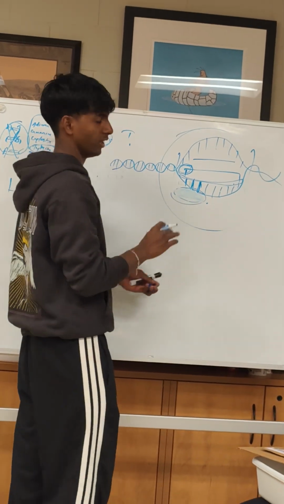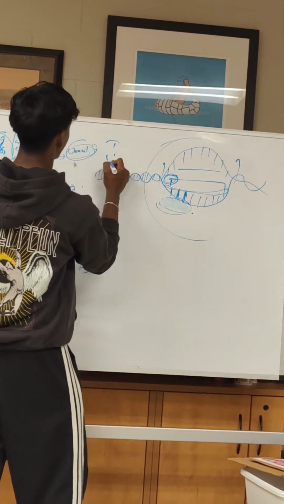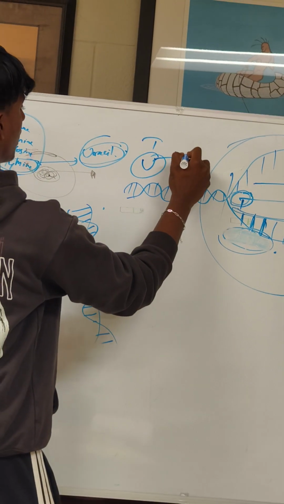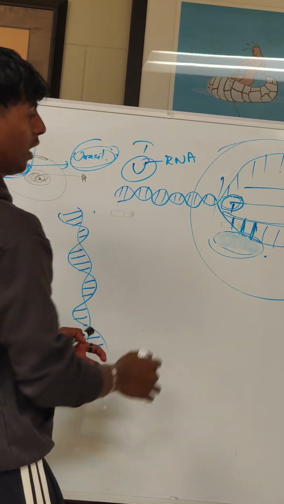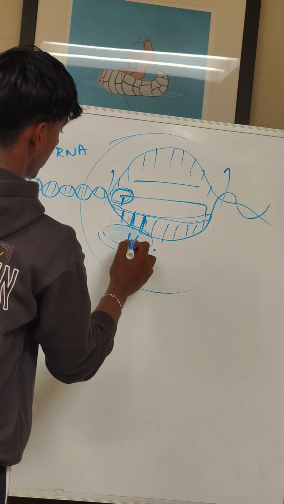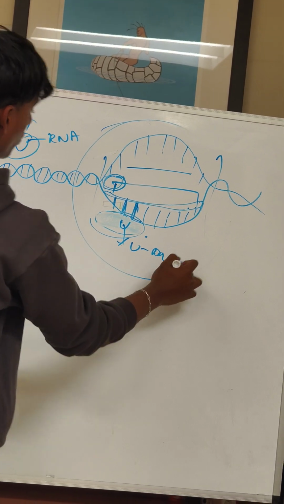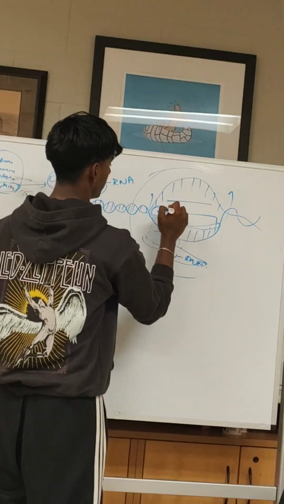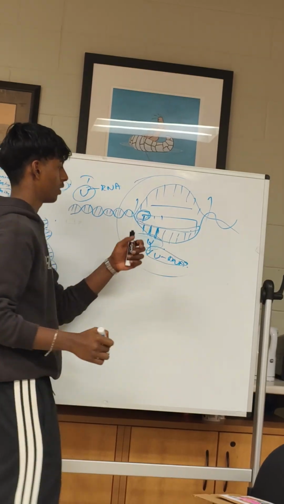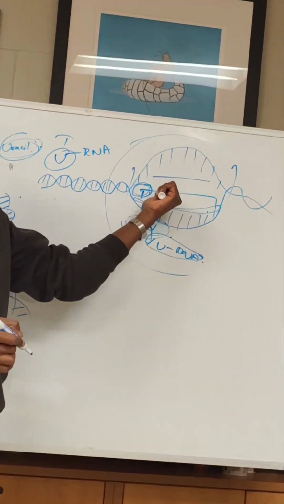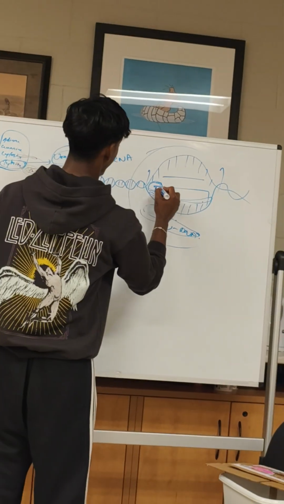But the issue is that U is in RNA, but I put U in here, so that makes it U in DNA. So that won't work. U should only be in RNA. So it would be in here. This is the replicated RNA.